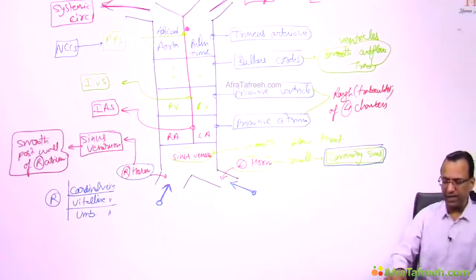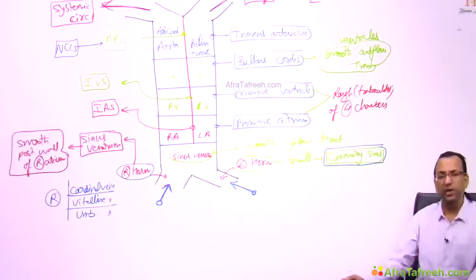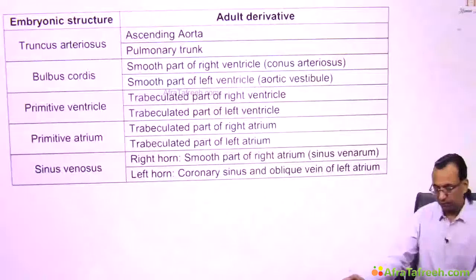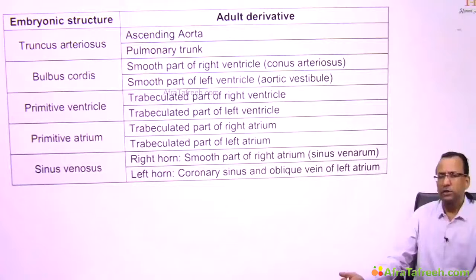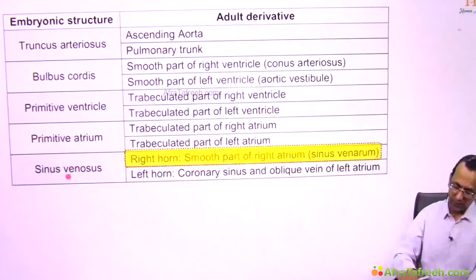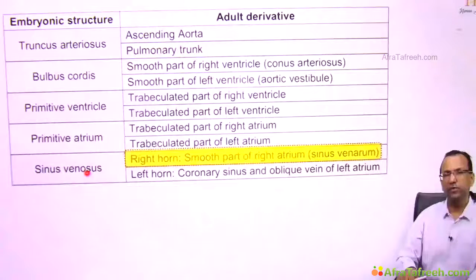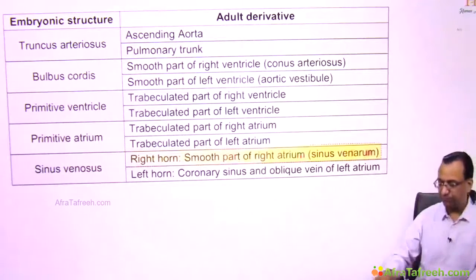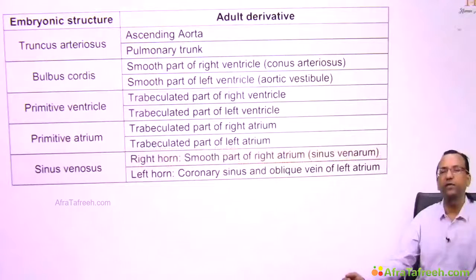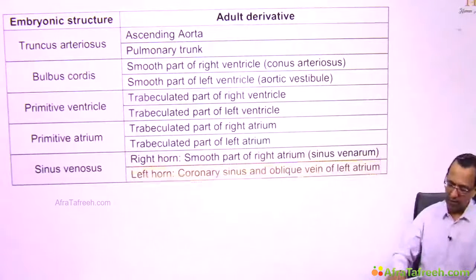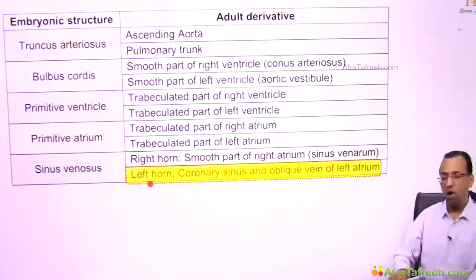Can I see some diagrams for that? Yes, we'll do that. But first, to revise. Revise what? Can you tell me what the right horn of sinus venosus is doing? The right horn of sinus venosus, I think, was forming the posterior smooth wall of the right atrium. Yes, it is called sinus venarum. What is the left horn doing? The left horn became very small and formed the coronary sinus to drain the venous blood of the heart.